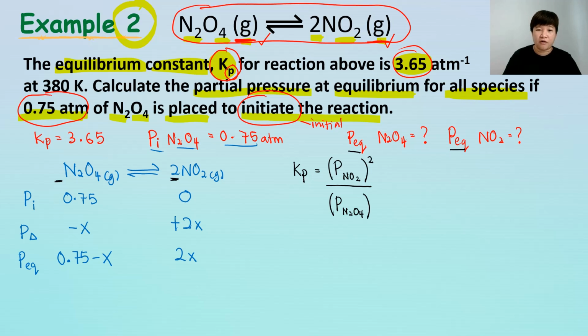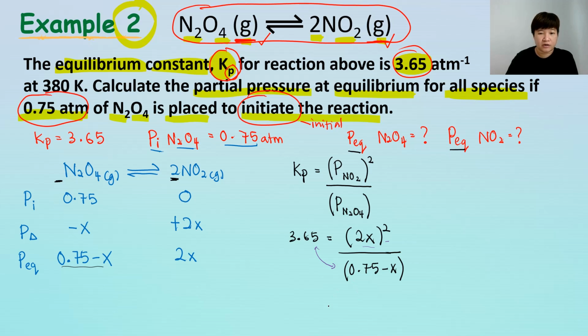Next, put in the value of Kp. You have the Kp value 3.65. Put in the value of the partial pressure of NO2, here 2x squared, over 0.75 minus x. I hope you can see the quadratic by now. So you're going to solve this mathematics using the quadratic concept. First and foremost, you're going to multiply this and open up this, so you're going to solve everything and make it in the form of quadratic equals to 0.